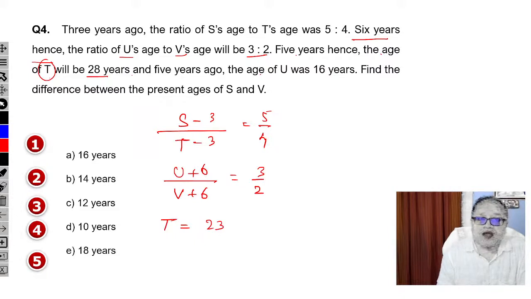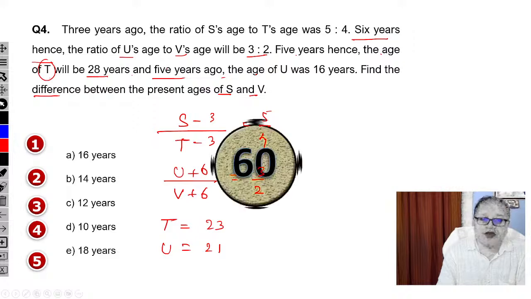And 5 years ago, the age of U was 16, so the present age of U will be 21. You are asked to find out the difference between the age of S and V. Yes, Aman, you can do it.